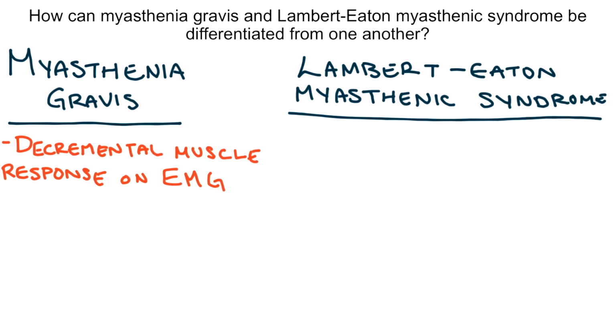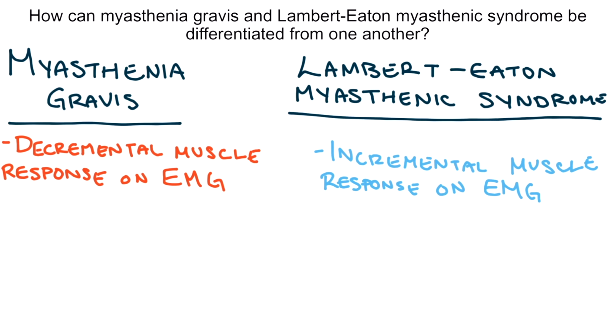In contrast, Lambert-Eaton myasthenic syndrome is characterized by incremental muscle response on the electromyography. It means that muscle contraction strengthens after every single nerve depolarization. This is because successive nerve depolarizations cause accumulation of sufficient calcium in the presynaptic terminals. Therefore, presynaptic terminals start releasing acetylcholine and the muscle contraction strengthens.